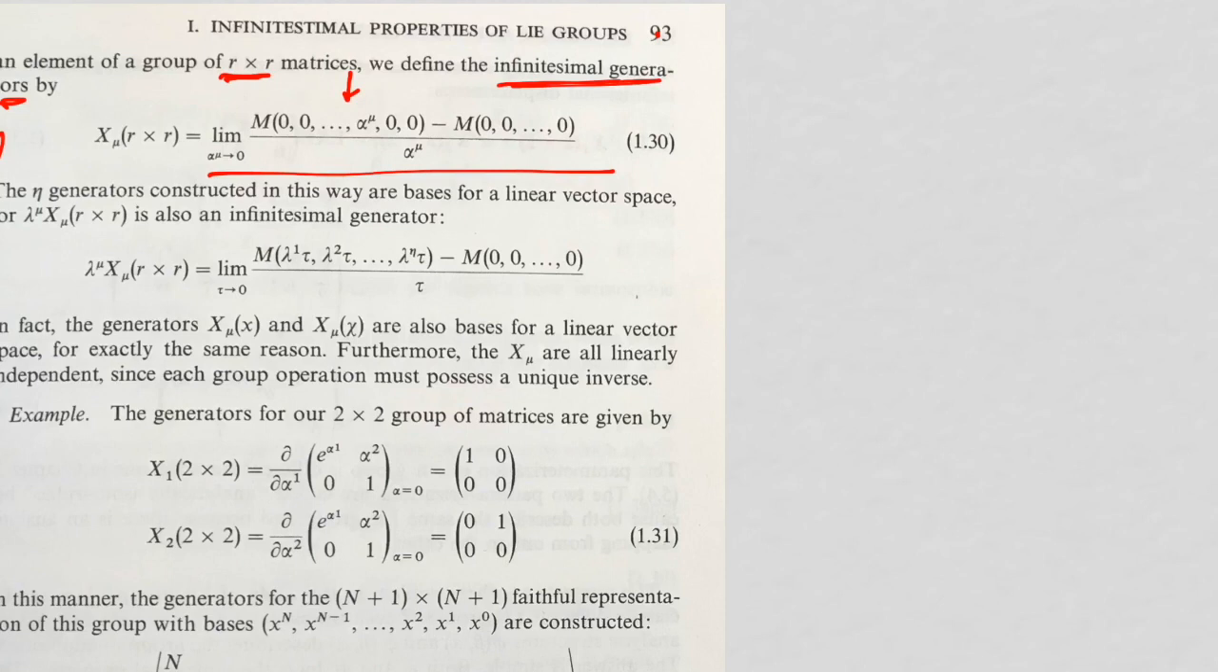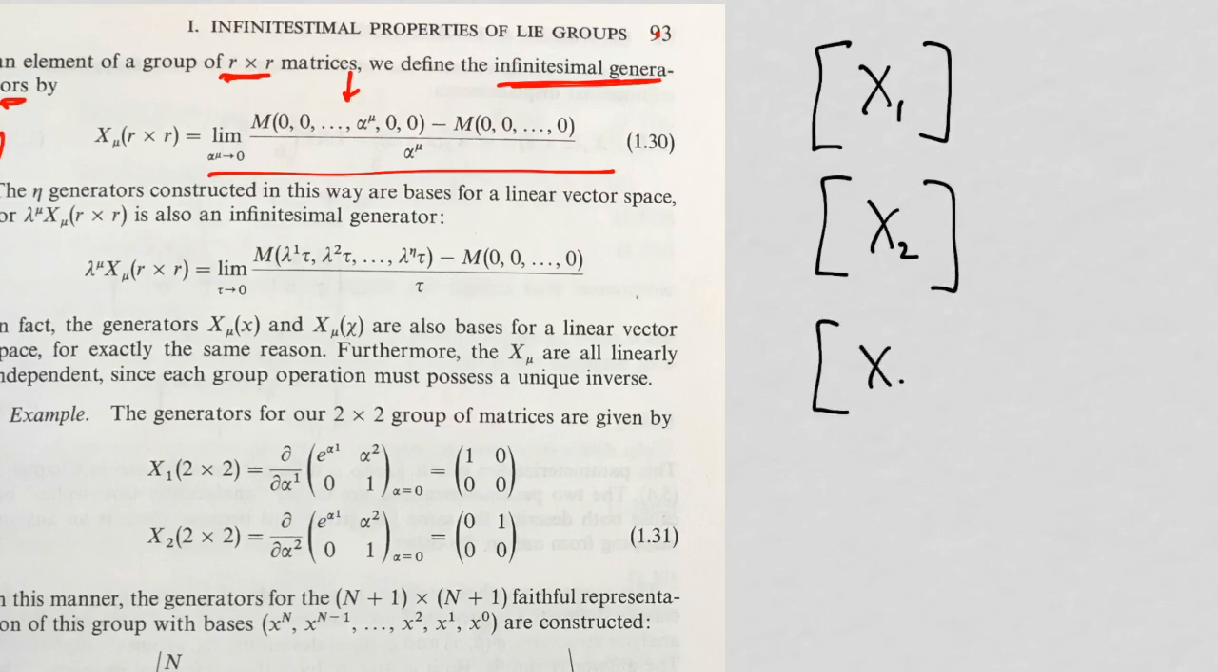Let's say I have this is matrix X1, this is matrix X2. Let's say I come up with 3 of them. This is matrix X3. Well, matrices can be added and subtracted, and they can also be multiplied. So I can multiply this by a number lambda 1, and this by a number lambda 2, and this by a number lambda 3, and I can add them together.